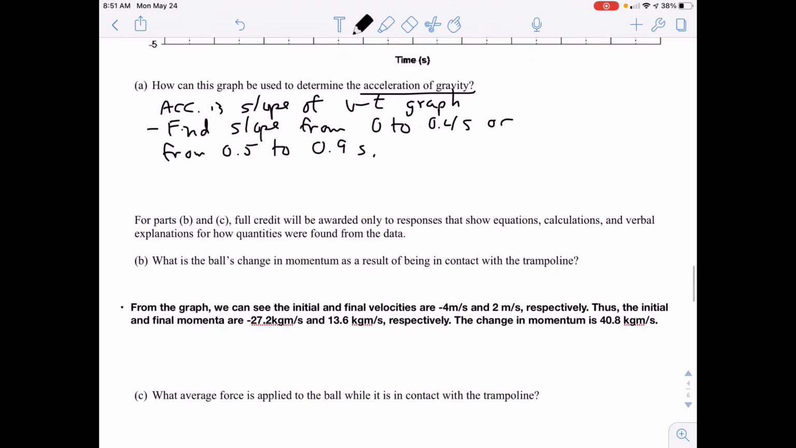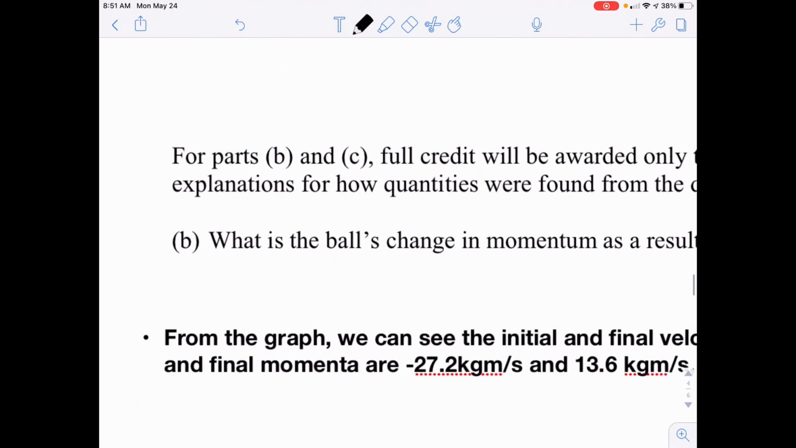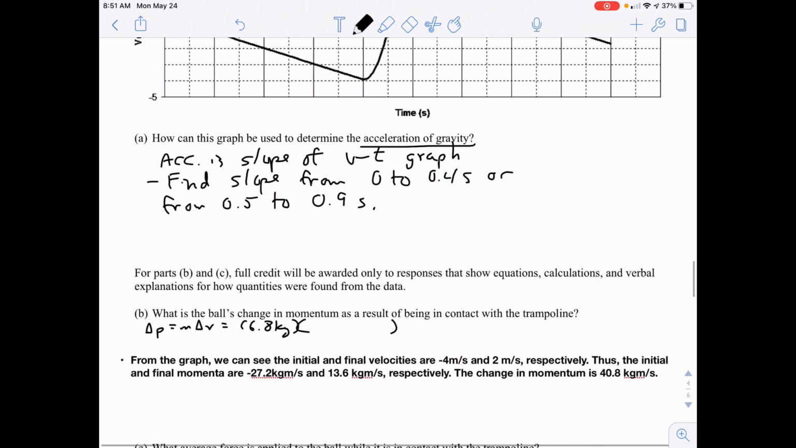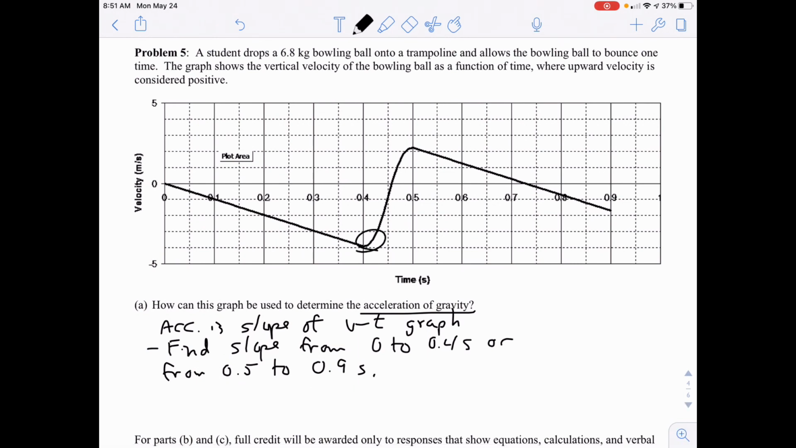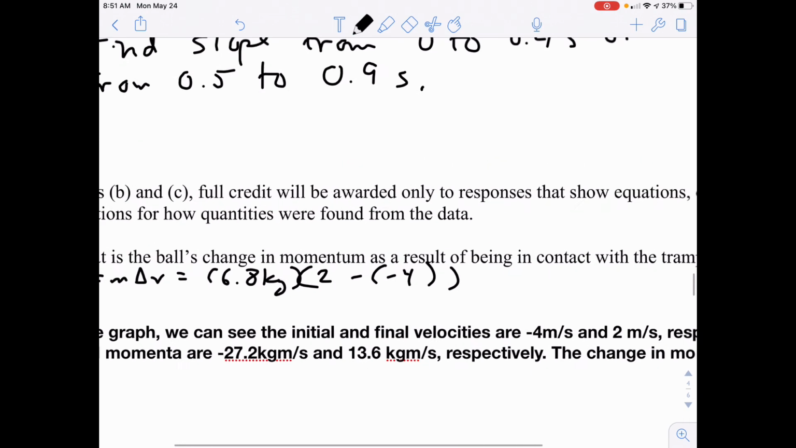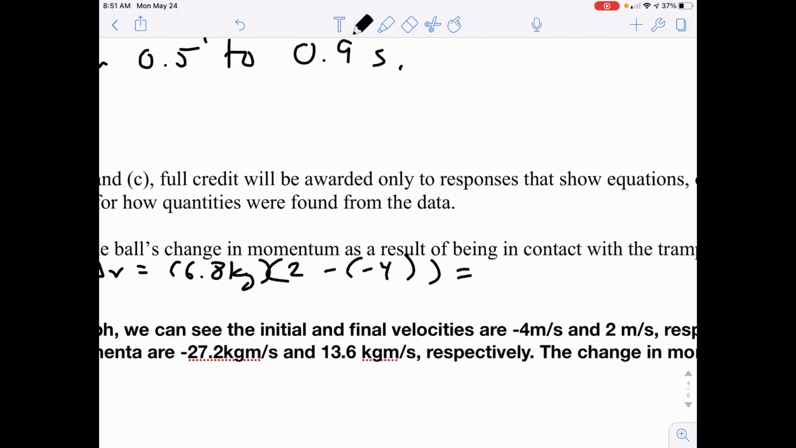Part B, what is the ball's change in momentum as a result? Well, the change in momentum is the mass times the change in velocity. So the mass is 6.8 kilograms. And the change in velocity we can find from the graph. The initial velocity would be -4. The final velocity would be 2. So the change in velocity would be 2 minus -4, or 6. So 6 times 6.8 is about 40.8 kilogram meters per second.